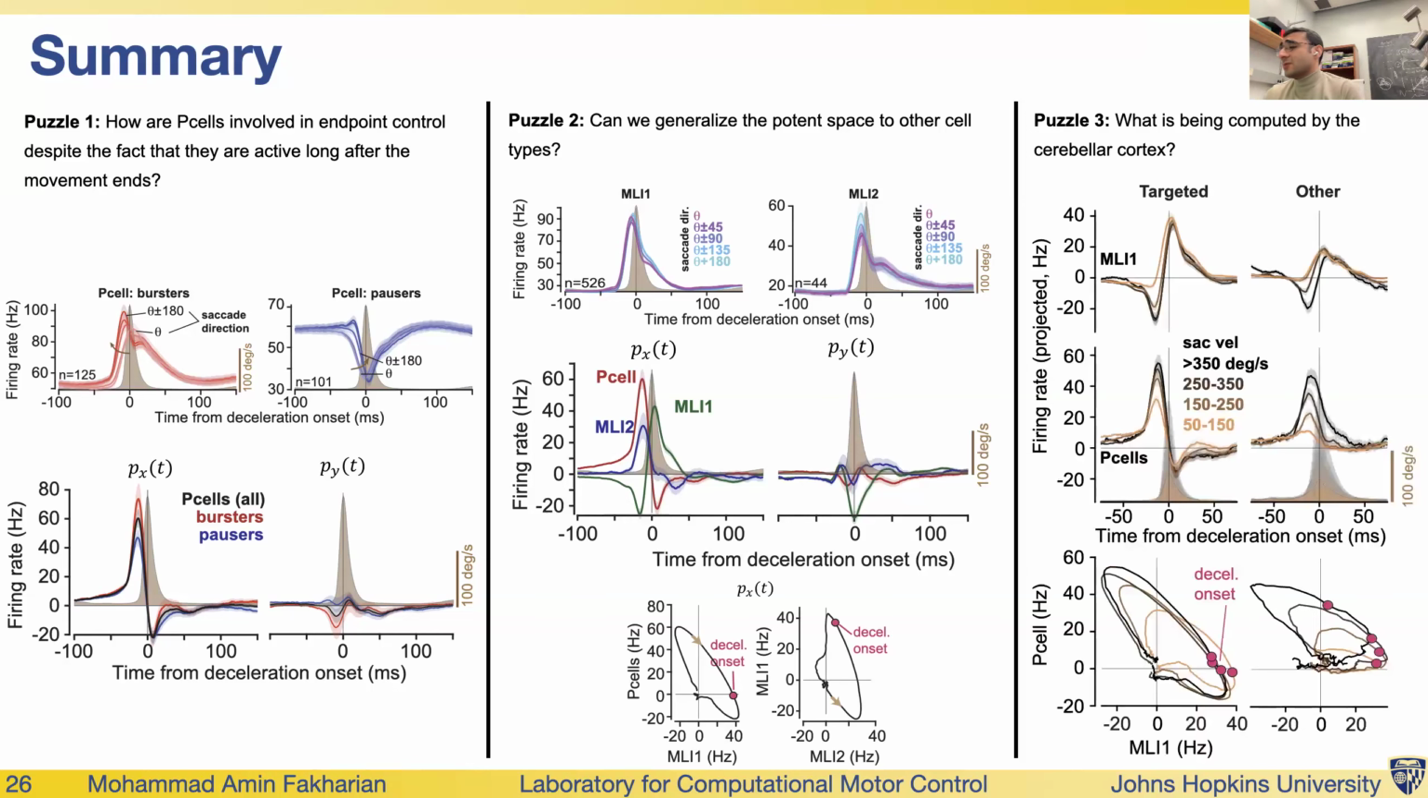And puzzle three was what is being computed by the cerebellar cortex. And we believe, comparing the spontaneous saccades versus the reward-relevant saccades, the population activity is indicating the deceleration onset only when the sensory goal information is brought to the cerebellar cortex through the Mossy fibers.